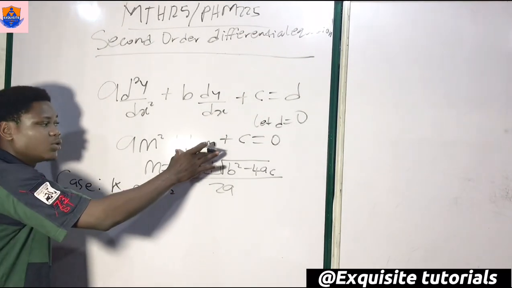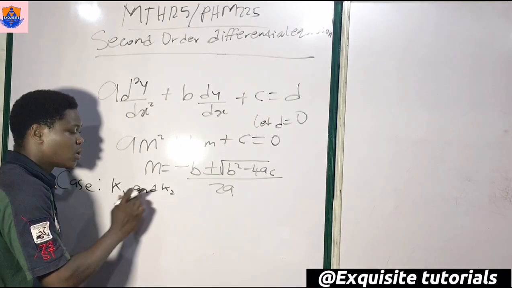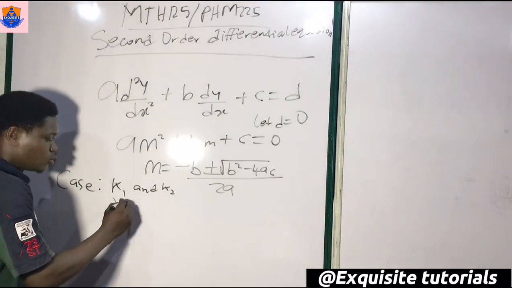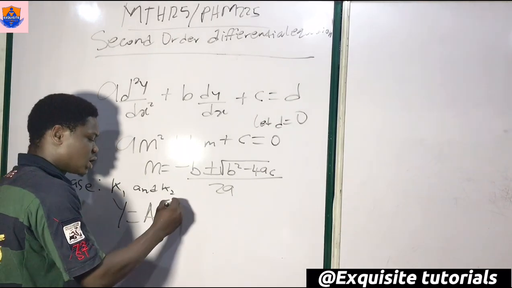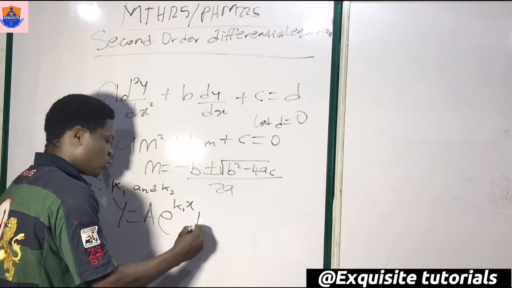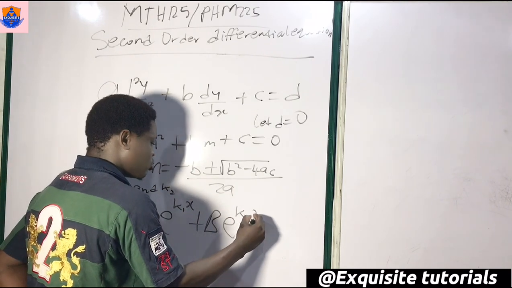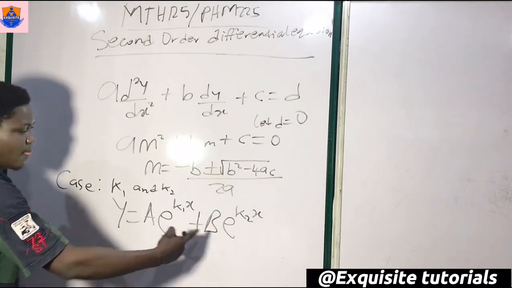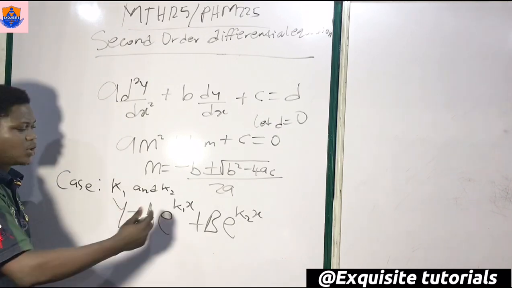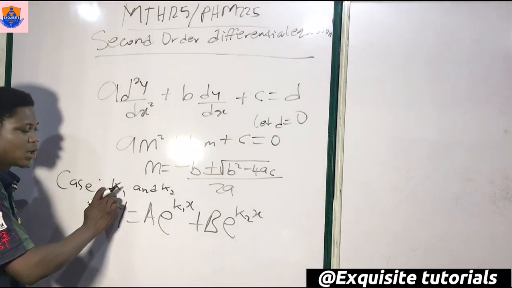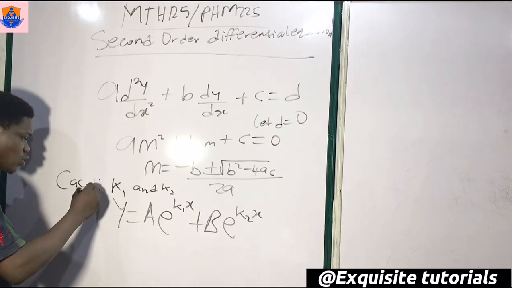After solving this quadratic equation, you get two values that are not the same, k1 and k2. Our solution to the differential equation will be a constant times exponential k1x plus another constant times exponential k2x. As easy as that. This is the first case, where you have two different answers, exponential k1x and exponential k2x. Case 1.